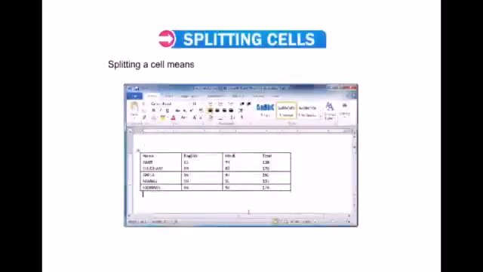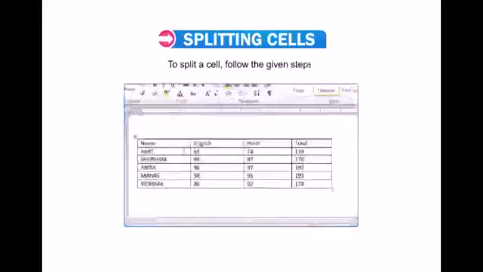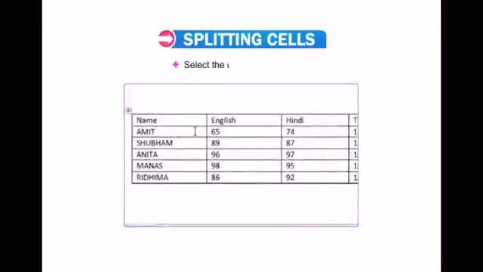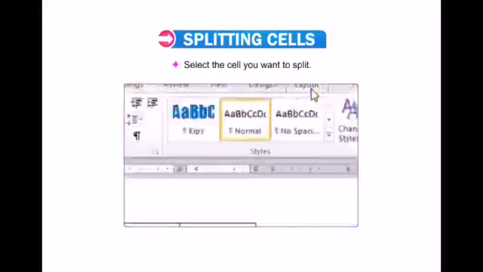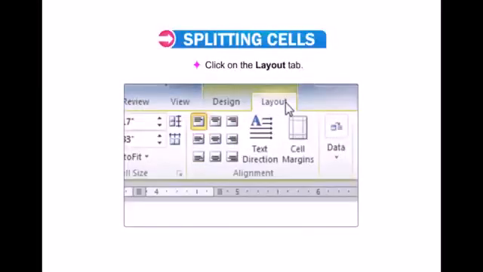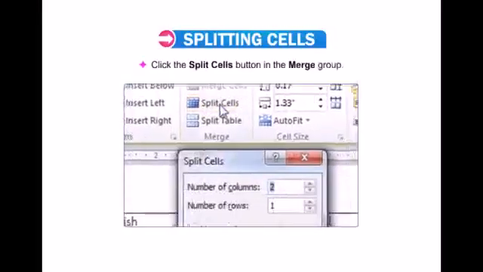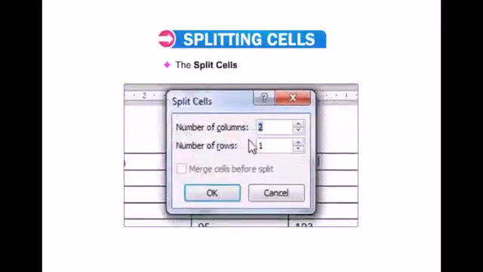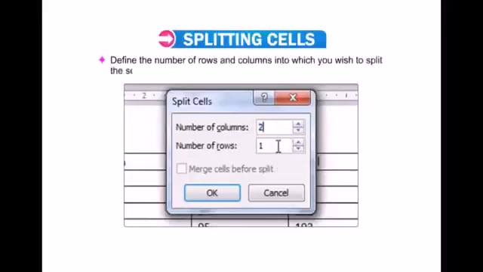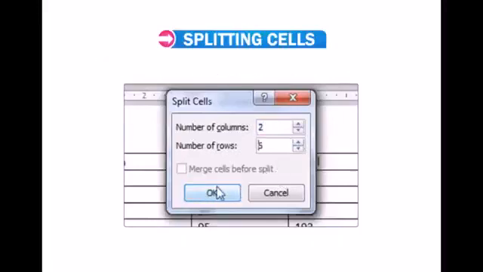Splitting a cell means dividing the selected cell into separate cells. To split a cell, follow the given steps. Select the cell you want to split. Click the Layout tab. Click on the Split Cells button in the Merge group. The Split Cells dialog box appears. Define the number of rows and columns into which you wish to split the selected cell in the respective spin boxes. Click OK.